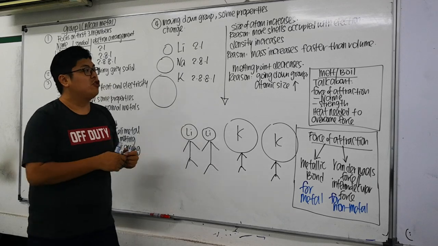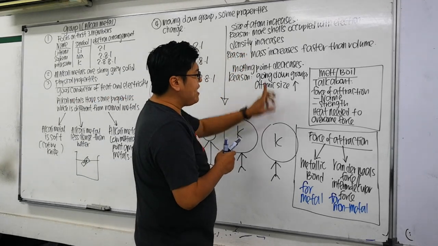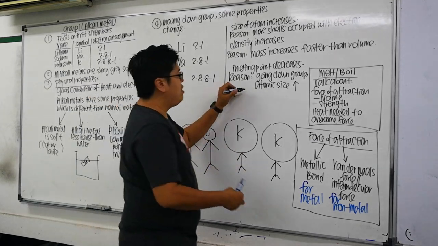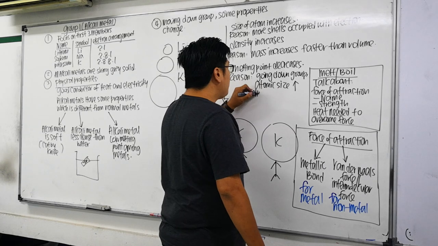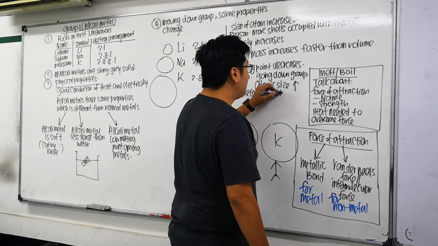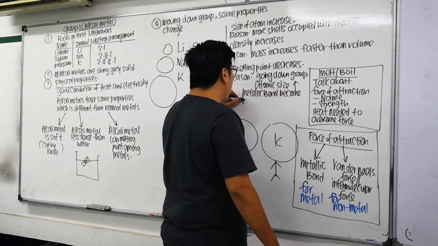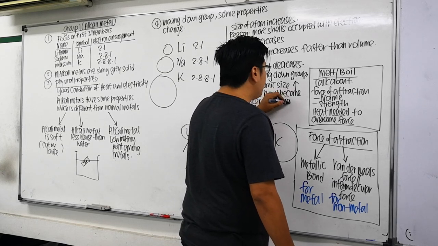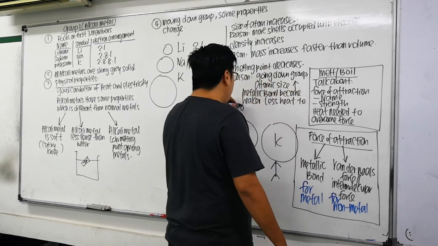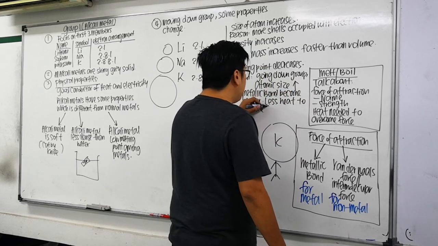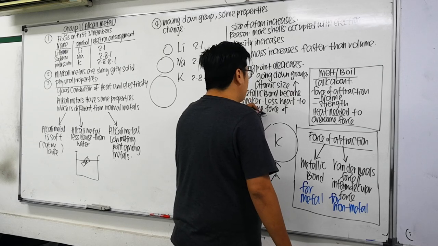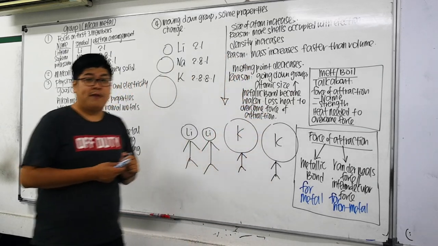You're going to be very weak. Understand? Alright, so going down the group, atomic size increases. So what is the force in between the atoms? Metallic bond. So the metallic bond eventually becomes weaker. When the metallic bond becomes weaker and weaker, you need less and less heat. You need the heat for what? To overcome the force of attraction. You need less heat to overcome the force of attraction. So this is what we need to know. Okay, so far so good.